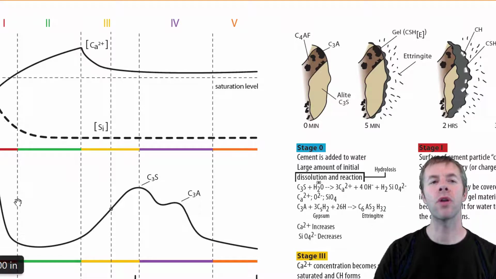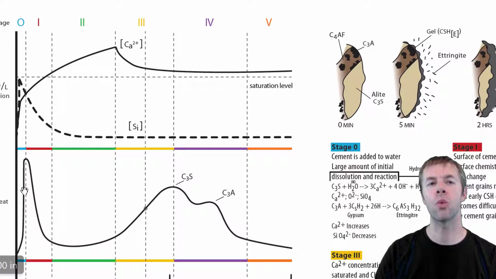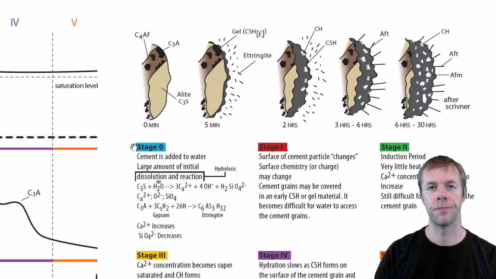And that's why, if you look at this heat release, look at it. It goes way up, up, up, up, up, up. And look at the moles per liter. They go up, up, up, up, up, of silicon and calcium. And then they start to go down. What does the heat do? It goes down as well. Let's go read what happens.